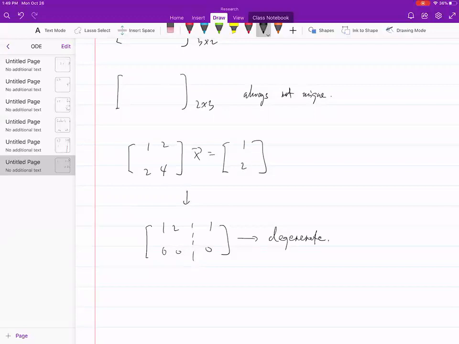Or if you give me 3 column vectors, I'm supposed to have a 3-dimensional column space. But if you give me a 2-dimensional column space, that means one of the 3 vectors is redundant. It is a linear combination of the other 2. Still okay? That is degenerate. You don't give me all the information.